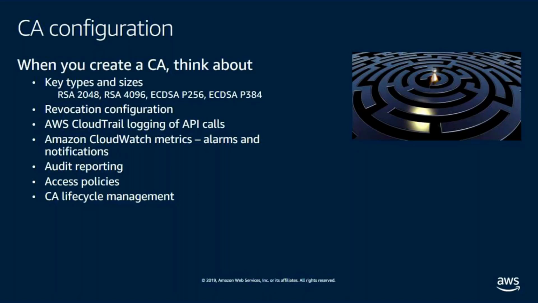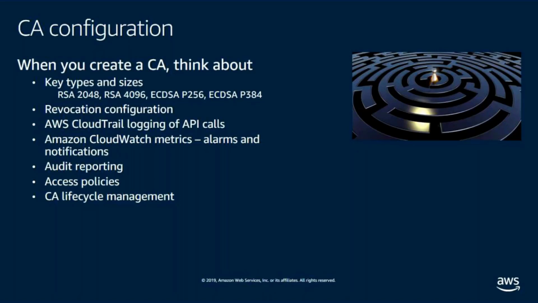First is key sizes and key types. ACM Private CA supports RSA and elliptic curve with a few different key sizes. The most common key size is RSA 2048. That's what Ram showed. That has the most trust in the widest range of browsers and operating systems, going back to Windows XP and beyond.